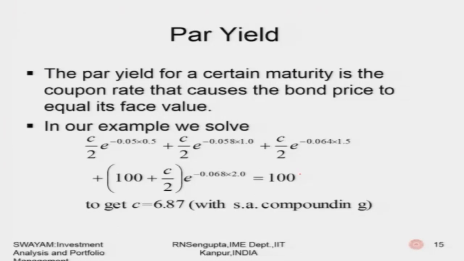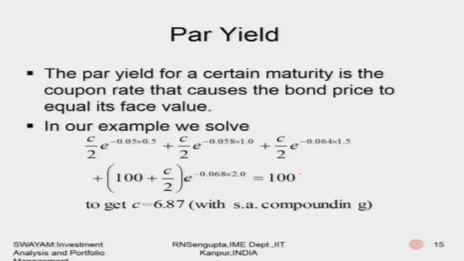Now, we will consider the concept of par yield. Even if the word is yield, this is basically the value of the so called interest rates which are being paid on a semi annual, quarterly or monthly basis. I want to find out the par yield of a certain maturity for this bond where the price is 100. The par yield of a certain maturity is the coupon rate. Coupon rate, you remember, is basically the interest rate which is being paid per unit time, that causes the bond price to be exactly equal to the face value. Face value means the 100 which was quoted for the face value of the bond.